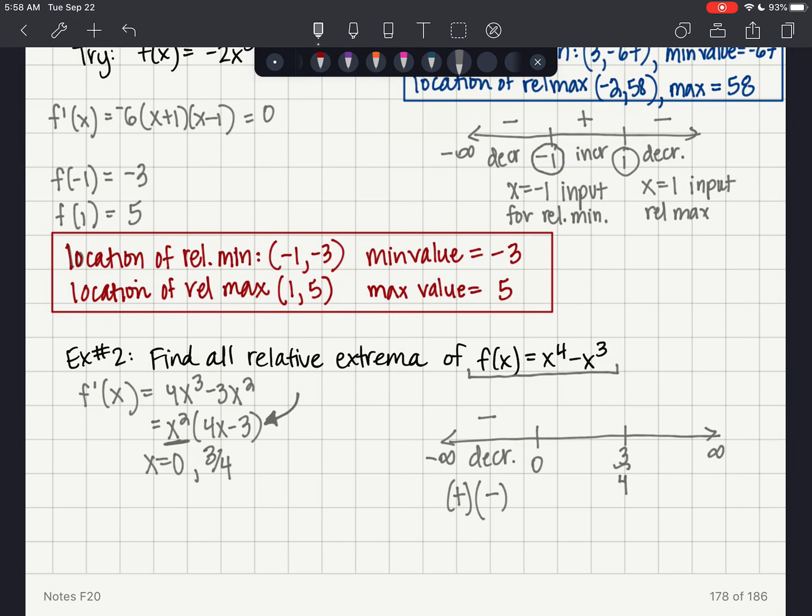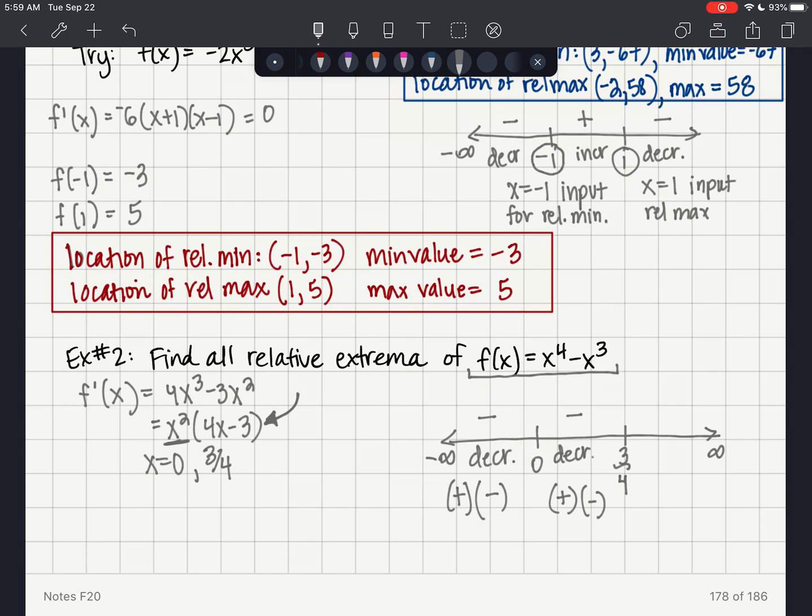Let's see what's happening between 0 and 3/4. Let's put a 1/2 in. When I put a 1/2 in, I get a positive, but 4 times 1/2 is 2, and 2 minus 3 is negative, so that's a negative as well. So this interval, we're also decreasing. So we're decreasing all the way from negative infinity to 3/4.